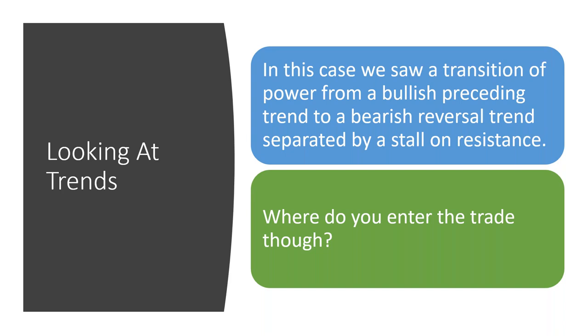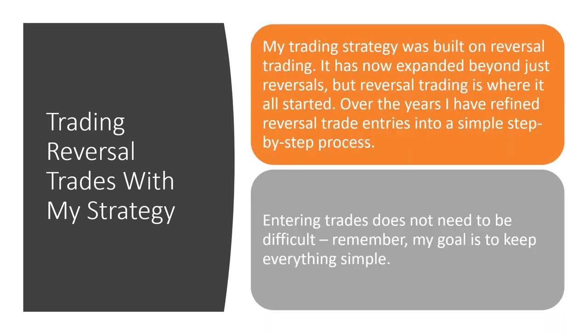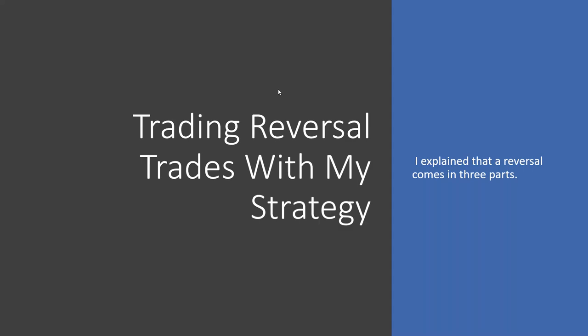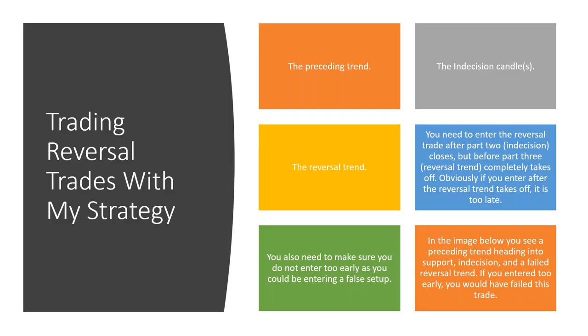In this case, we saw a transition of power from the bullish preceding trend to the bearish preceding trend, separated by a stall on resistance. So where would you think about entering a trade? And then getting the timing right. Reversal trades come in three parts: the preceding trend, the indecision candle, and the reversal trend. You need to enter the reversal trade after part two, when the indecision candle closes. We had the small indecision candle right on the support, in this case the resistance zone. You need to enter a trade immediately after the finish of that formation, but before the reversal trend completely takes off.